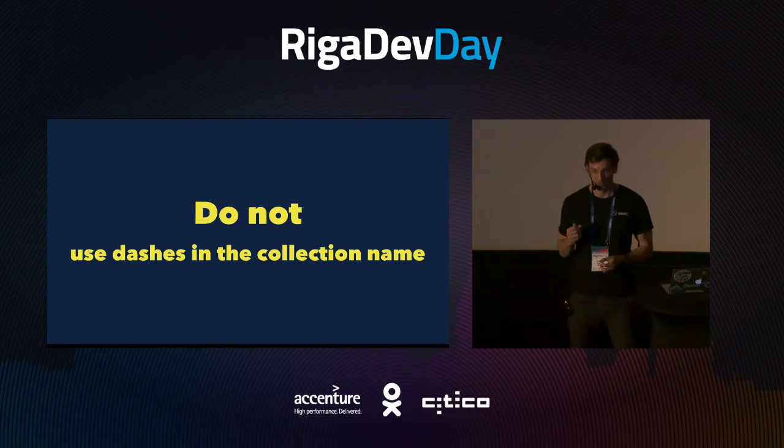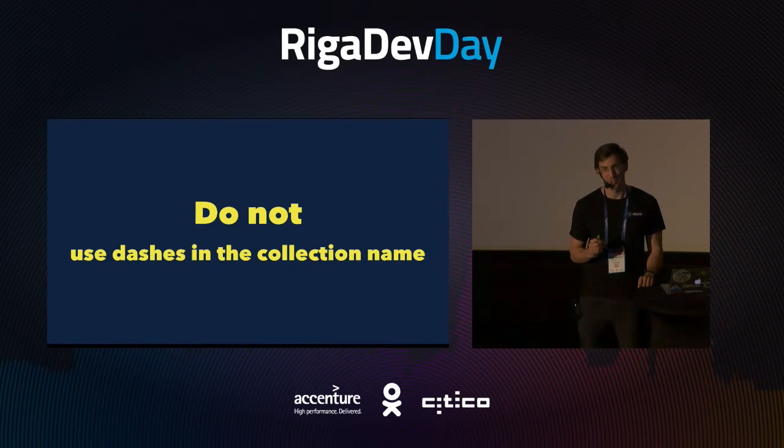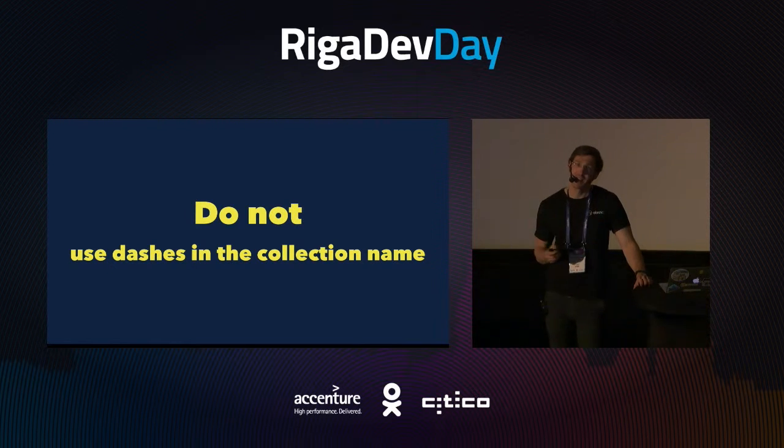Stuff you shouldn't do. First off, inside the collection name, which you can select on your own, do not use dashes. Does anybody have any idea why you shouldn't use dashes in a collection name? And let me put it this way. The shell I've just shown you previously is written in JavaScript. Any JavaScript developers?